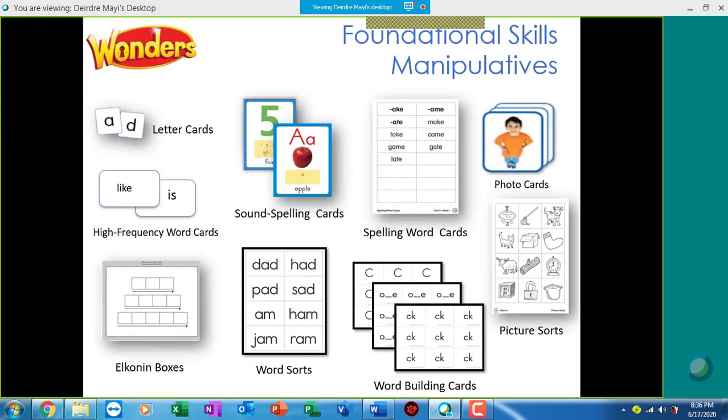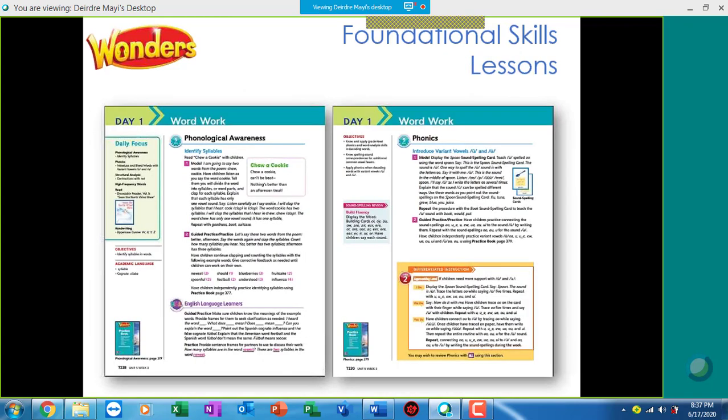Now let's talk about foundational skills. I mentioned before that you would see all of the tools that you will have in print to support you in every area of Wonders. Well, many of these tools that you will have in print will be tools that support foundational skills. You'll have things like high-frequency word cards, letter cards, sound spelling cards, photo cards, and the like. So how does foundational skills instruction work at second grade?